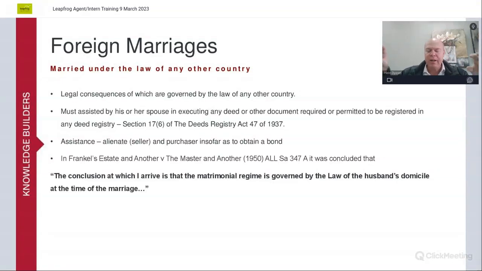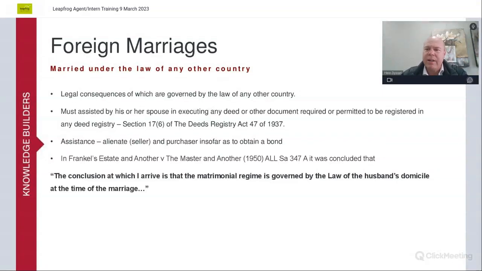So when the husband and wife came to see me to buy property, they said, look, here's our marriage certificate. We got married here in South Africa last weekend. We want to buy a property. How are we going to be described in the offer to purchase and the title deed, etc.? Well, hubby, what is your domicilium? Canada. You are then married according to the laws of Canada.